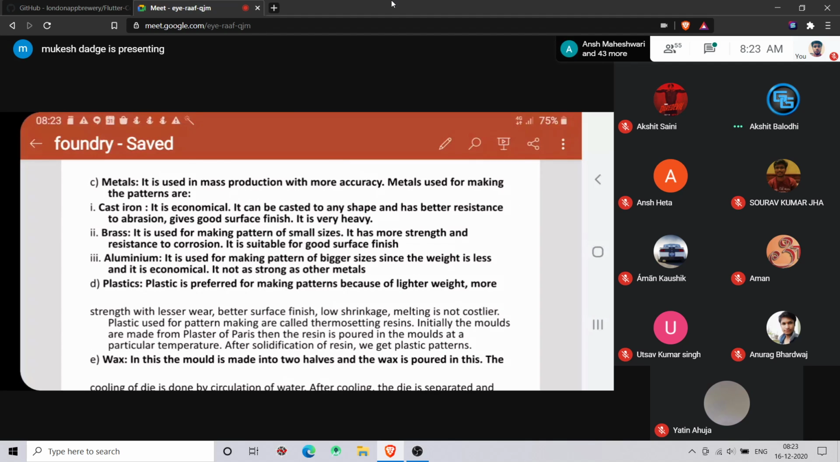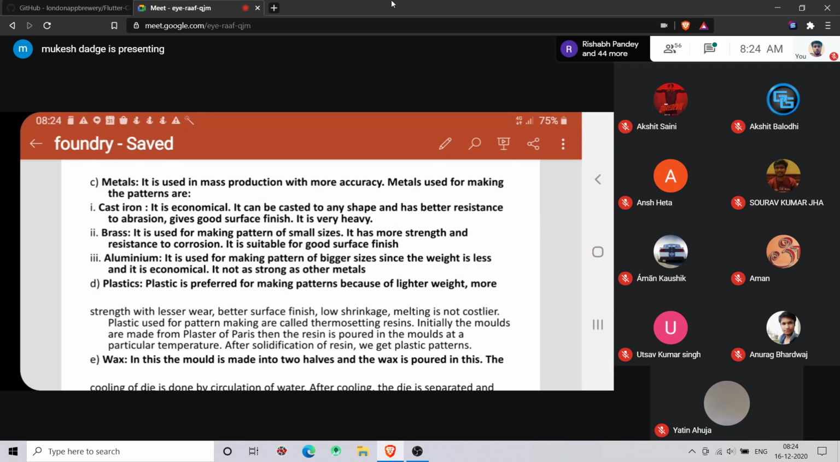Cast iron, brass, aluminum, all are having some advantages and disadvantages. So for metal, if your requirement is high volume, then you have to go for the metals. So brass is used for making patterns of small sizes. It has more strength and resistance to corrosion. It is suitable for good surface finish. So wherever corrosion is a problem, you have to go for brass compared to cast iron.